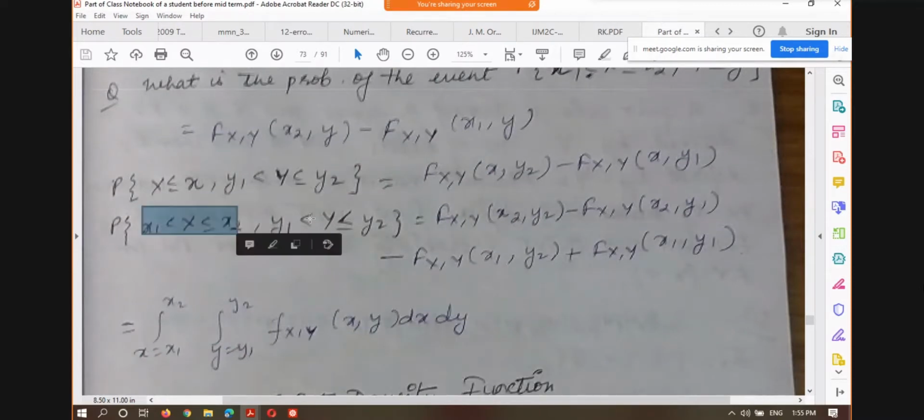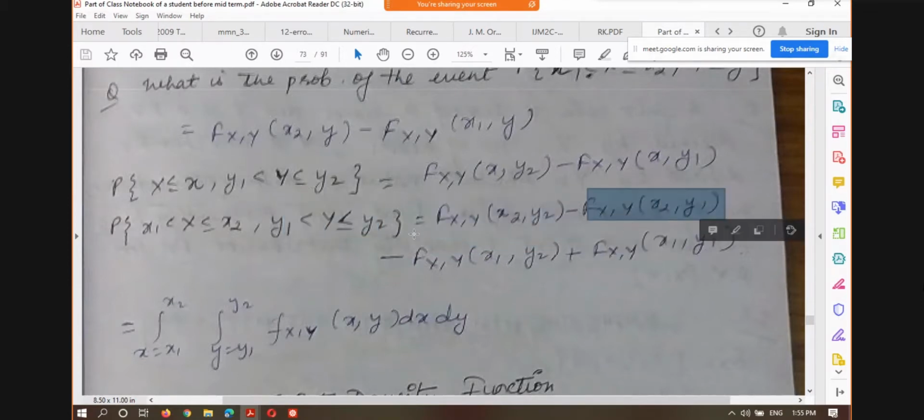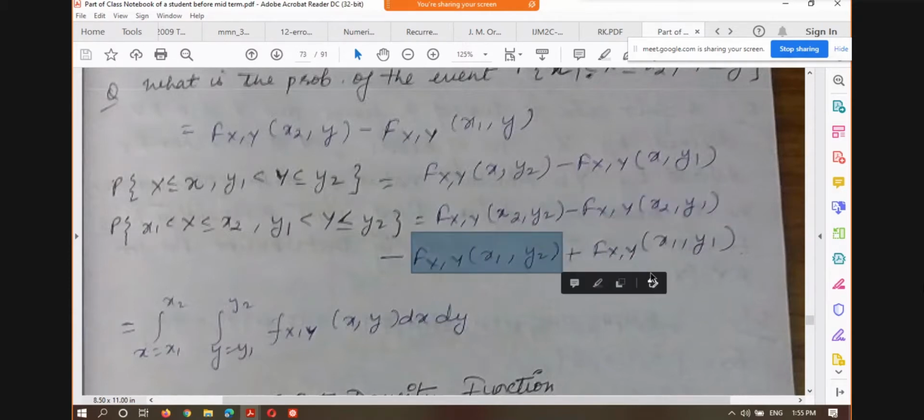And if both are there, then we have F_XY(x2, y2) minus F_XY(x1, y2) minus F_XY(x2, y1) plus F_XY(x1, y1). You have to remember these results, because we will use all of these to calculate probabilities.